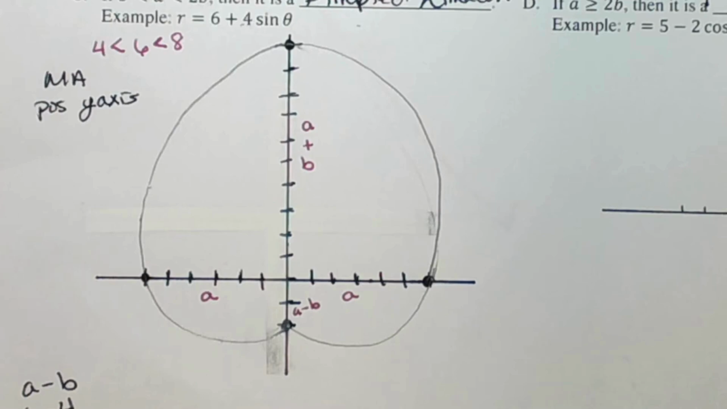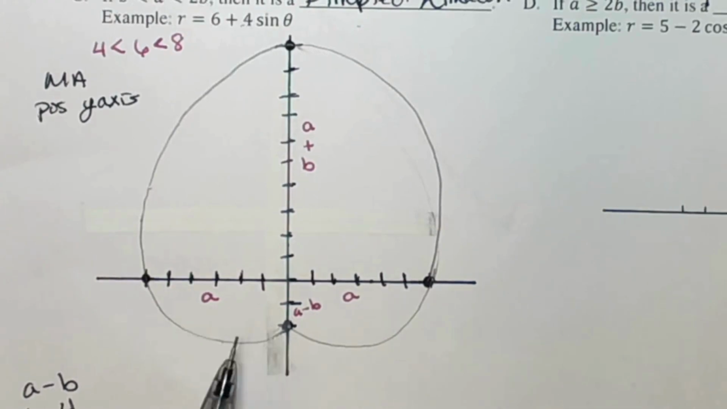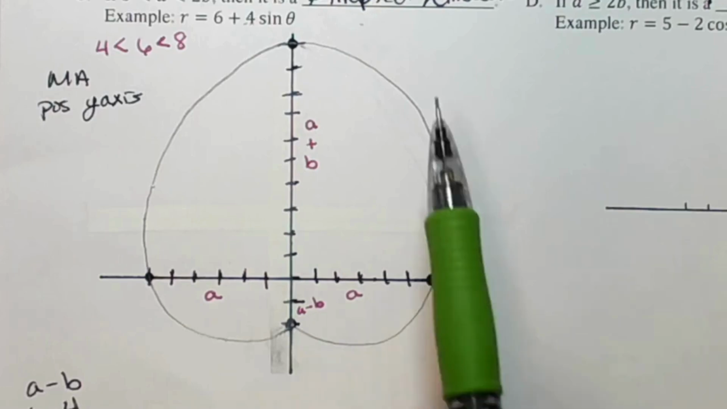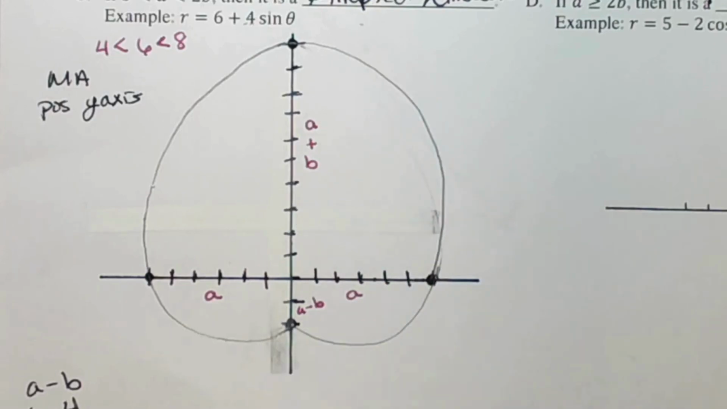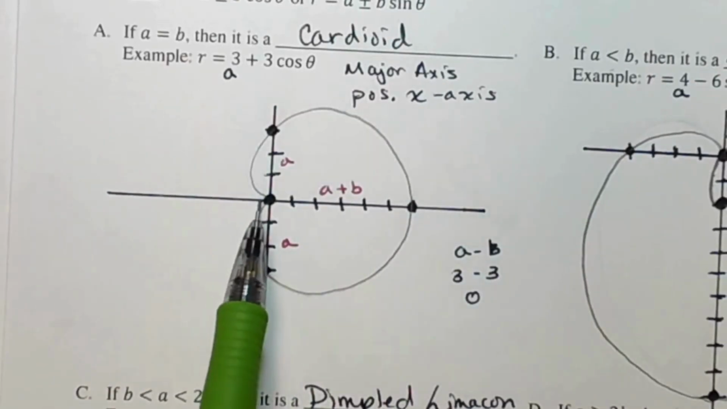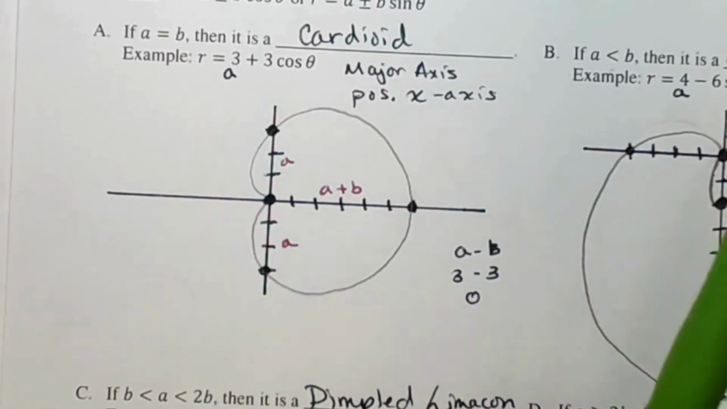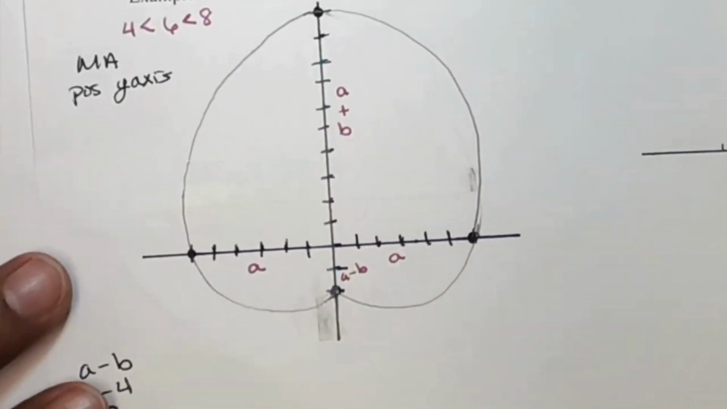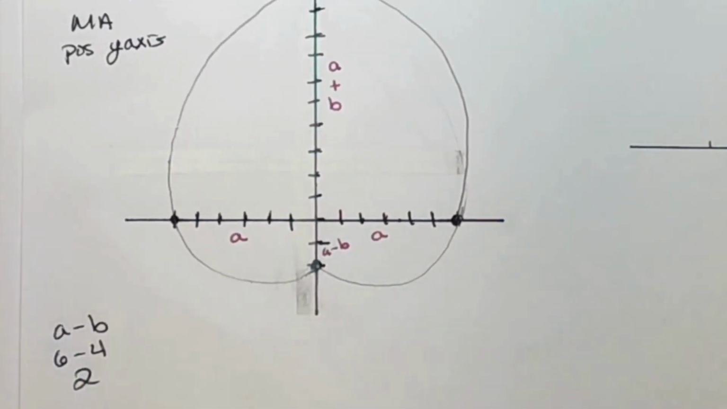So again, it takes some practice, but you can see how this part here is dimpled. It has a little indentation, caving in a little bit. So these are called dimpled limacons. Now, this one does not go through the pole. You don't have a loop going here. We had the pole here, since a minus b is 0. We had a pole here because of it having an inner loop. Since it was dimpled, it doesn't go through the pole for this one.